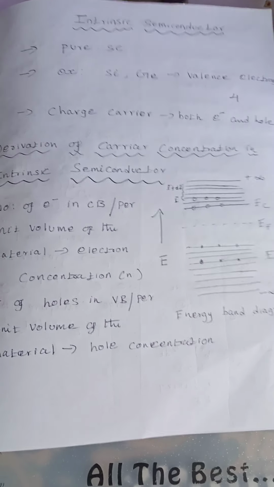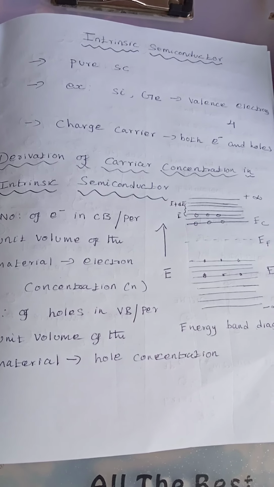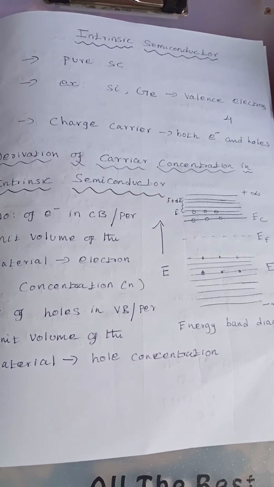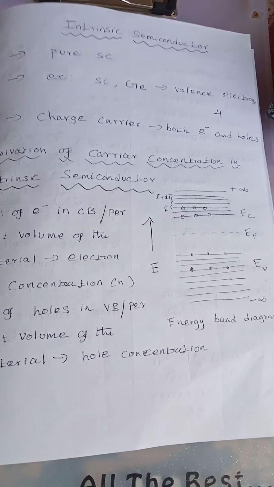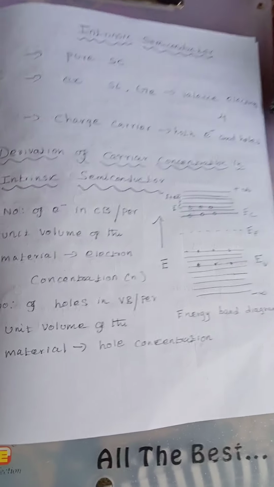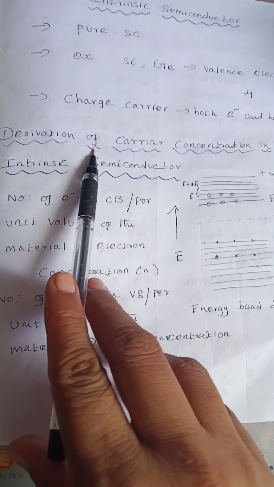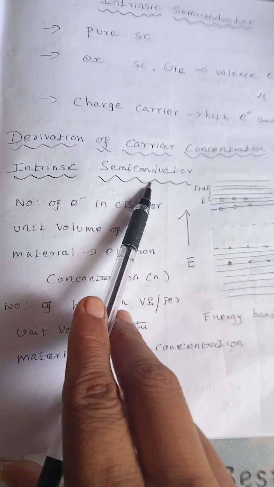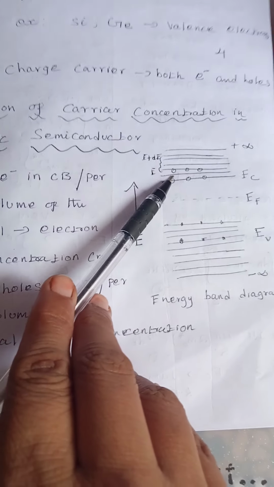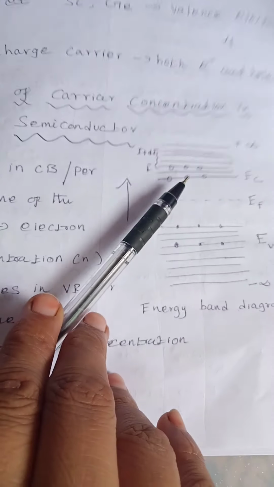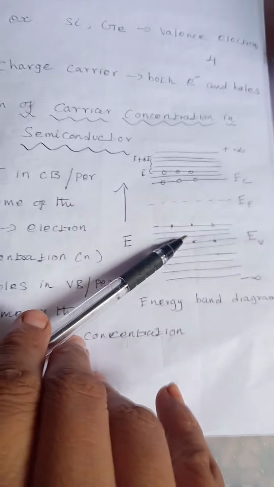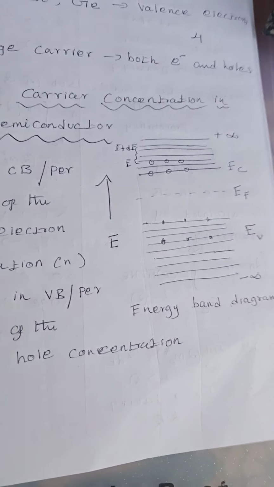Carrier concentration means that electrons and holes are both the charge carriers in an intrinsic semiconductor. So we are going to calculate the density of charges present in the valence band and conduction band. First we calculate how many electrons are present in the conduction band. Then we calculate how many holes are present in the valence band. Then we add both of these so that we get the total amount of charge present in the intrinsic semiconductor. Just see here, you have a valence band.